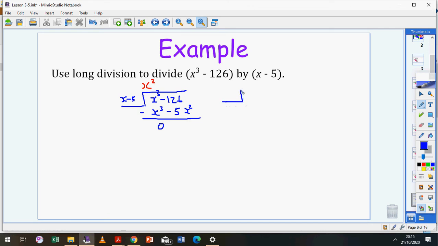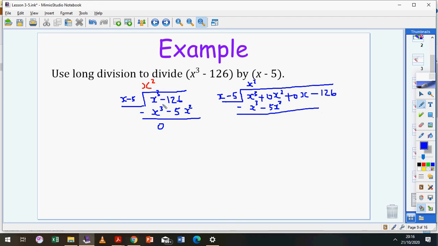If I were to rewrite it, I could write it as x cubed plus 0x squared plus 0x, just showing you that the squared and linear terms are 0, and then finally minus 126, such that when I do the long division, it lines up for me nicely. I would have x squared there at the top, then this would be x cubed minus 5x squared.